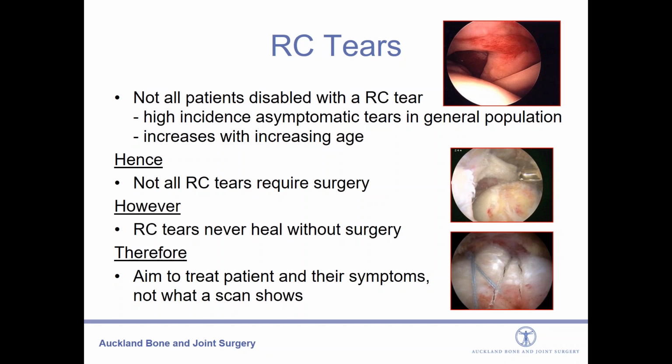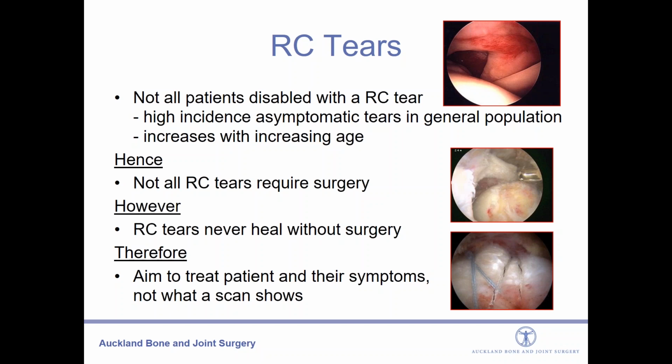Many of them can be identified incidentally when we always used to do comparative ultrasounds of both shoulders. It's quite a high incidence actually of patients who might have a symptomatic shoulder on one side, but oh wow, look, they've got a tear on the other side that they didn't even know about. So definitely not all tears require surgery, but by the same token, they never heal without an operation either. So therefore, it always comes down to patient symptoms. Ultimately, that's what we're treating, the patient and their symptoms, not what a scan shows.